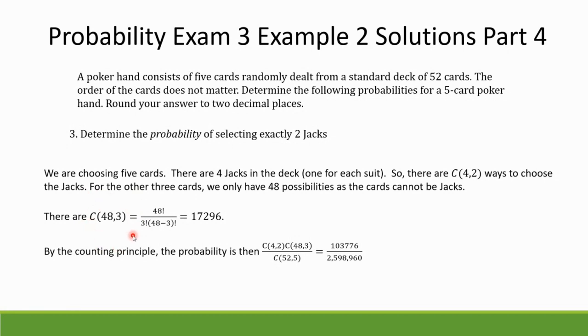So altogether, again, by the counting principle, you just multiply. In other words, the total number of ways we can get a poker hand of 5 cards, 2 of them jacks and the remaining 3 cards not jacks, well, by the counting principle, it's this product on top here.